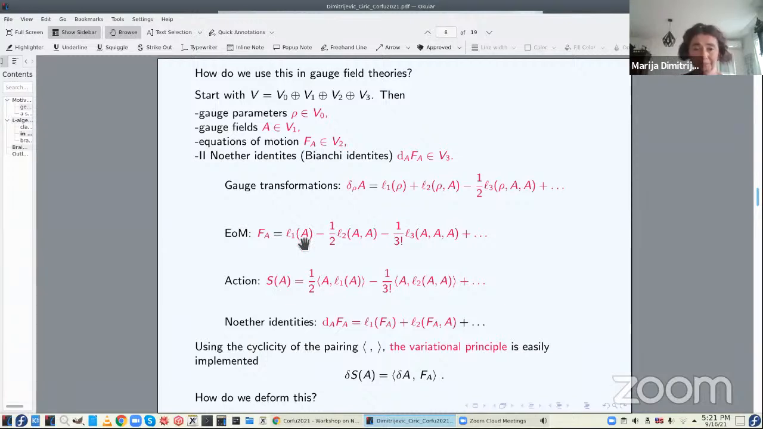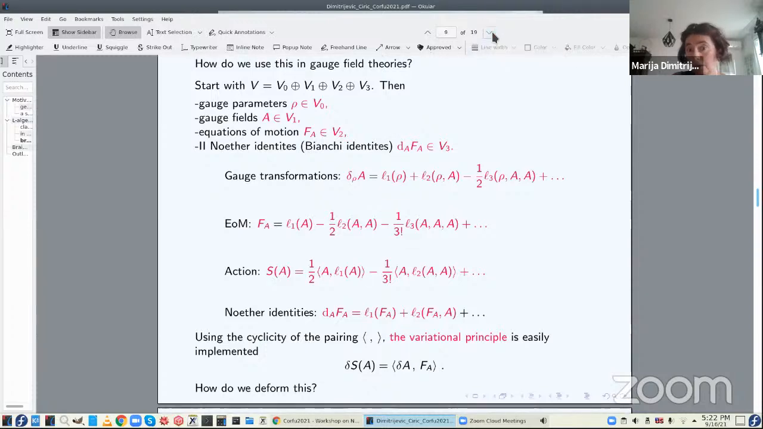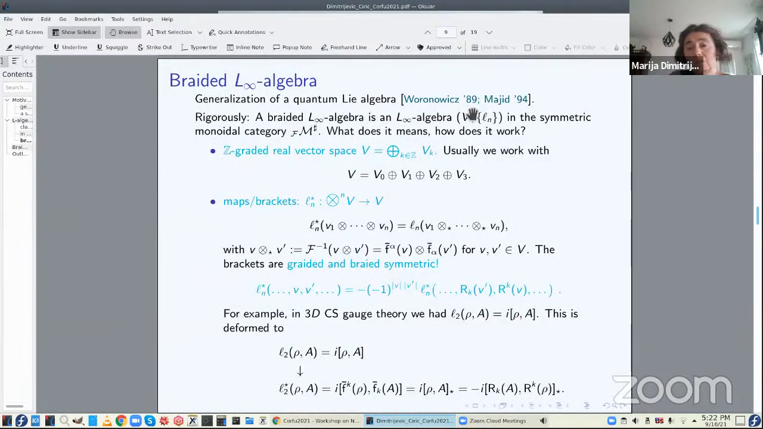And now the question is, we know how to use the Drinfeld twist formalism to deform symmetries, to deform module algebras. Can we use the Drinfeld twist formalism to deform also the L-infinity algebra? And the answer is yes, we can. The question is, do you really want to do it? But let's say we do want to do it because we need it for our work. And essentially, what would be a braided L-infinity algebra? It would be a generalization of a quantum Lie algebra, which was defined by Woronowicz and then later on by Majid.